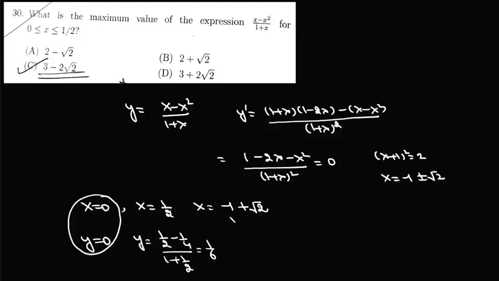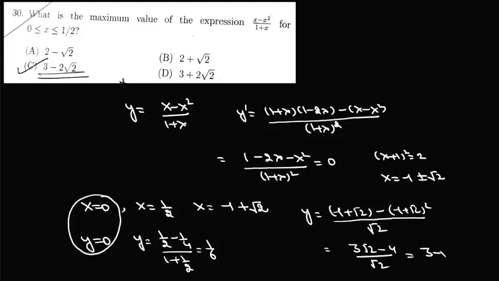And if we put x as −1 + √2, we get y as (−1 + √2 − (−1 + √2)²) over (1 + x), which is √2. Now this is minus 1 and this is 3. So it will be (3√2 − 4)/√2, or it will be 3 − 2√2, which is the highest value among the three. So the maximum value of this expression is 3 minus 2 root 2, and that's your option C.